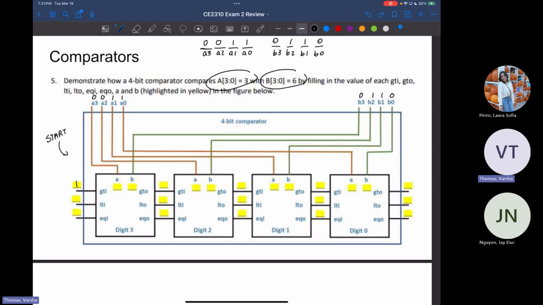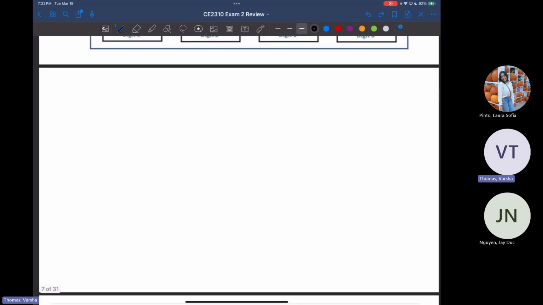Because the moment you get a greater than, it's going to stay greater than all the way through. The moment you get a less than, it's going to stay that way all the way through. Now, that may be like, well, why is that? Why do we not care about the rest? Well, I'm going to do that with a short example.